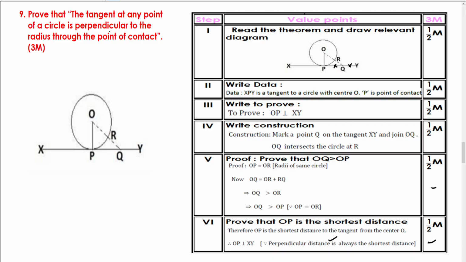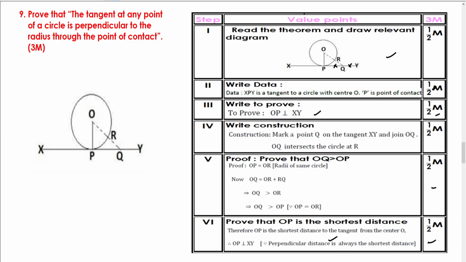Prove that the tangent at any point of a circle is perpendicular to the radius through the point of contact. See, this is the first theorem. For drawing the relevant diagram like this, you will get half mark. Read the data. XPY is a tangent to a circle with center O. P is the point of contact. Only this much you have to write. You will get half marks. Then, to prove OP is perpendicular to XY. For this, you will get half mark.